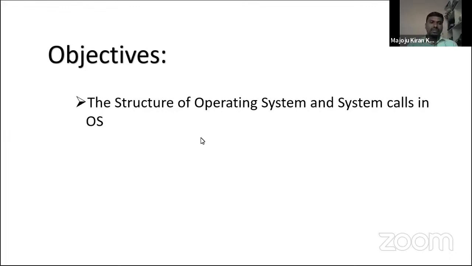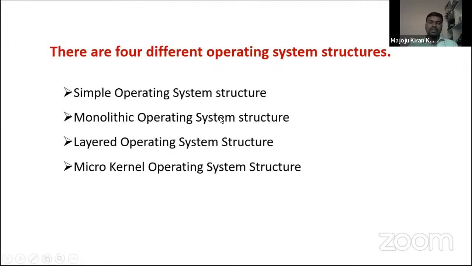And the system calls in OS. Let us start with the various structures of operating system. There are majorly 4 different operating system structures. The first one is simple operating system structure, the second is monolithic, the third is layered operating system, and the fourth is microkernel operating system structure. So let us start with the simple operating system structure.